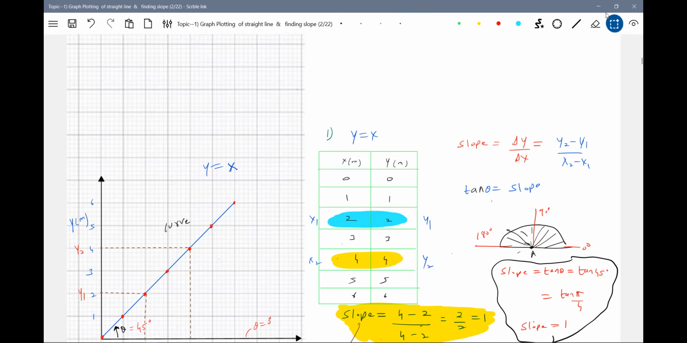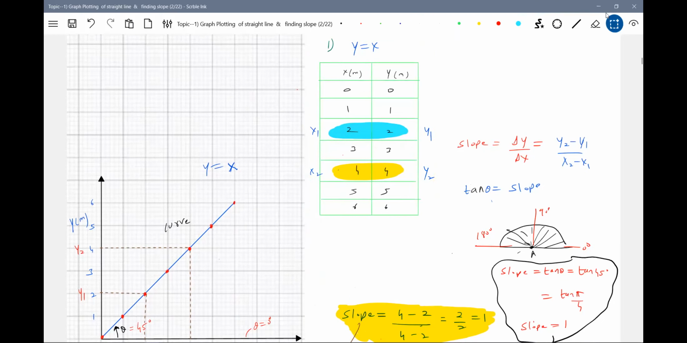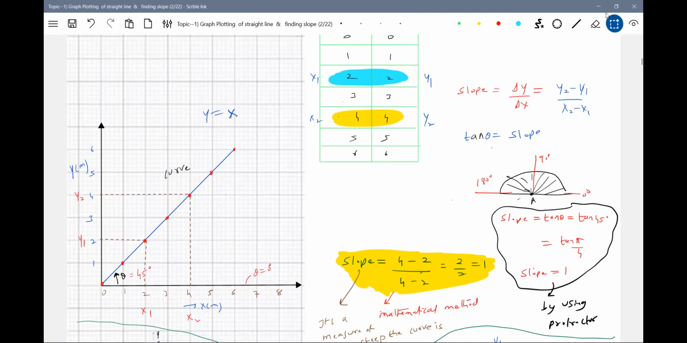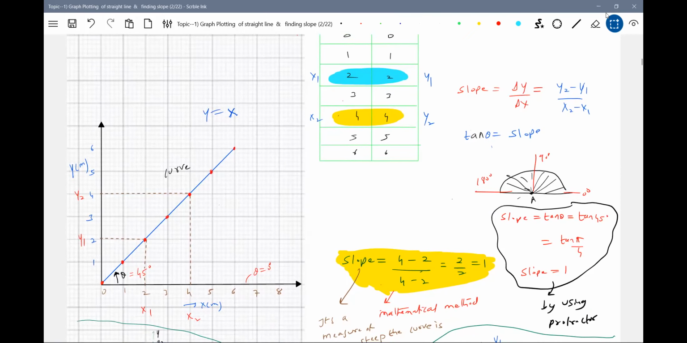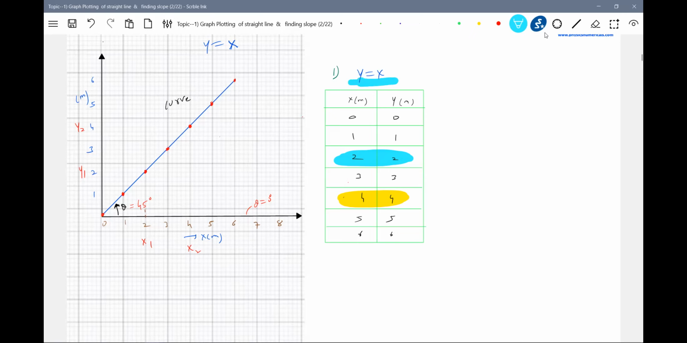So first, the equation of a straight line. What is a straight line? A straight line is what you are seeing here. First, we are going to begin with the topic, equation of a straight line. So it is a linear equation, y equal to x. How to plot the graph for that particular equation? What is the method we have to follow here?